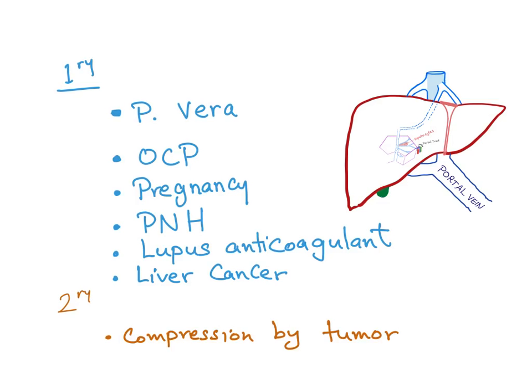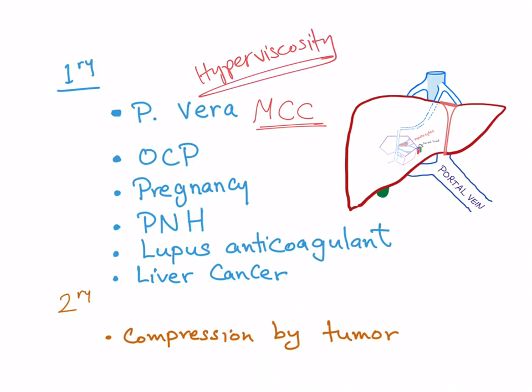Okay. So the causes are primary, such as polycythemia vera, and this is the most common cause of Budd-Chiari syndrome. Why? Due to hyperviscosity. And this will lead to blood stasis, hypercoagulability, and eventually thrombosis, according to Virchow's triad. Also, oral contraceptive pills. Why? Because they affect the hypercoagulability portion of Virchow's triad. Oral contraceptive pills, especially if they have estrogen, will increase the probability of thrombosis. Pregnancy, the same thing. Pregnancy is a hypercoagulable state.